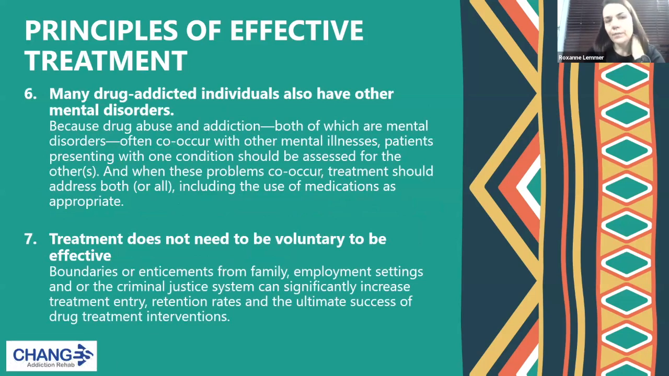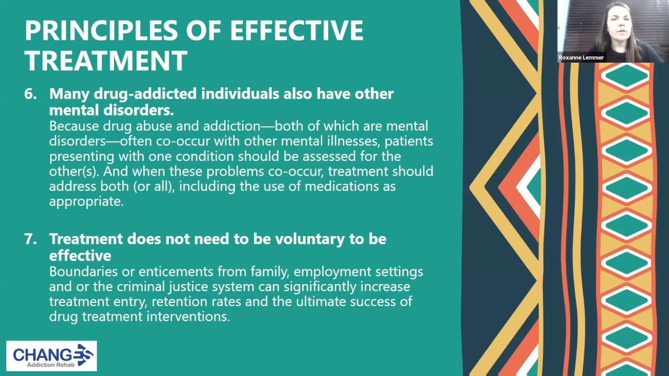Number 6, many drug-addicted individuals also have other mental disorders. So, because drug abuse and addiction, both of which are mental disorders, often occur with other mental illnesses, patients presenting with one condition should be assessed for the other or others. And when these problems do co-occur, treatment should address both or all, including the use of medication as appropriate.